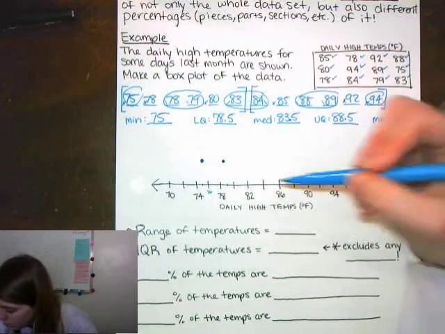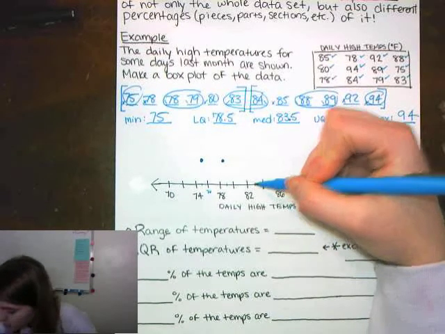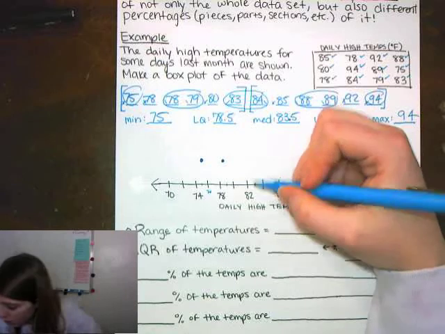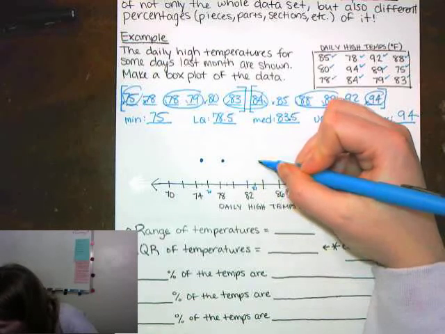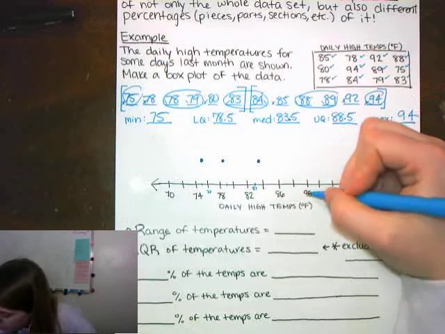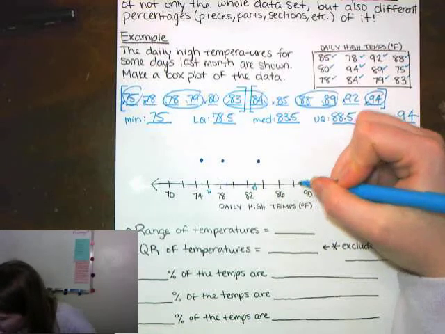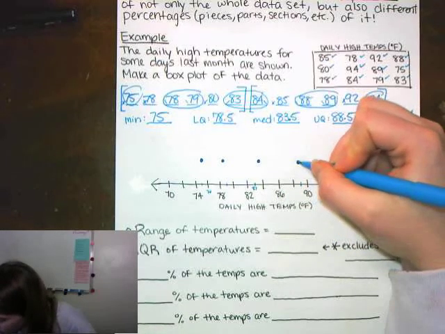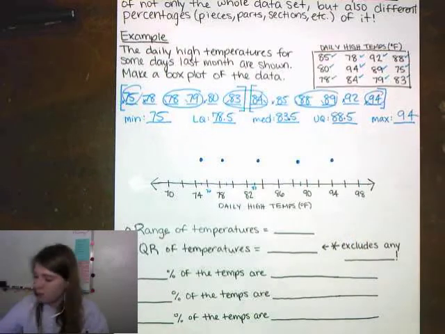83.5. So 82. This is 84, which means this is 83. So 83.5 is going to be right there. 88.5. So if that's 86, this is 88. So that's 89. So 88.5. And 94, right on the line. Last one was easy. Cool.